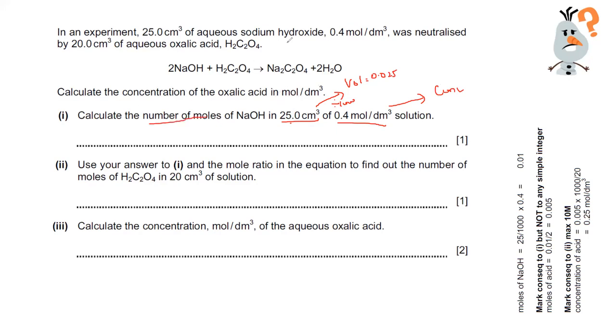I need the moles. If I have volume and concentration, I can use the formula: moles equal concentration into volume. The concentration is 0.4 and the volume is 0.025. When I multiply them, I get 0.01 moles. Is the first part clear? We got the moles of sodium hydroxide.